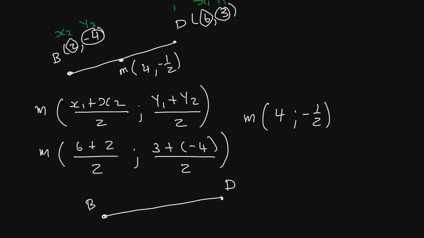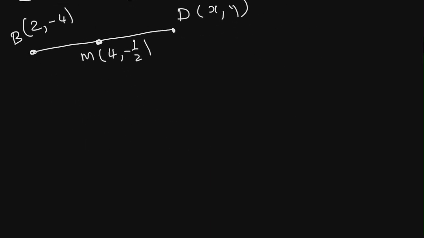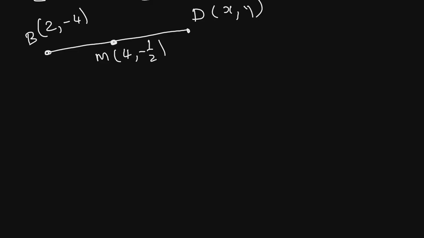And then now we have the coordinates of B to be (2, -4). And then we also know the coordinates of the midpoint. Let's say now they say this point here is point M, and it has the coordinates (4, -2). And they say now the coordinates of D is (x, y). So the question wants you to determine the value of x and y.